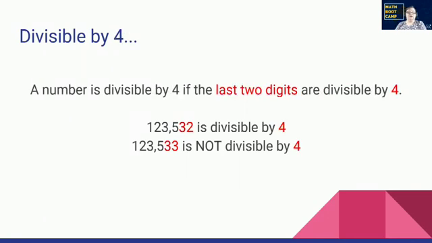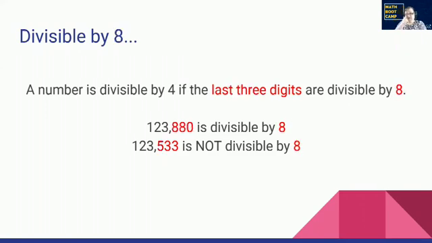So divisibility by 4. A number is divisible by 4 if the last two digits form a number that is also divisible by 4. So we have 123,532. The last two digits are 32. Can I divide 4 into 32? Sure I can. It goes in 8 times, nice and even. That means that whole number is evenly divisible by 4.